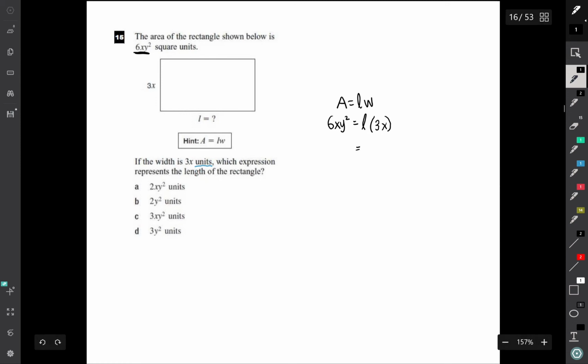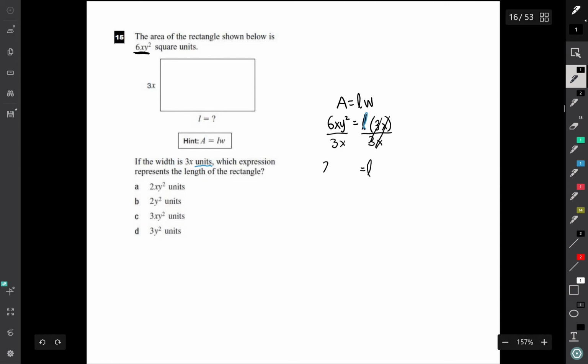All right, so again, I want to get L all alone. That's what I'm trying to find. So I'm going to divide both sides by 3x, because that cancels out the 3x, and all I'm left with is an L. Okay, so let's simplify our numbers.